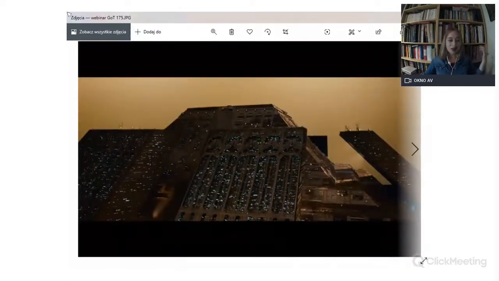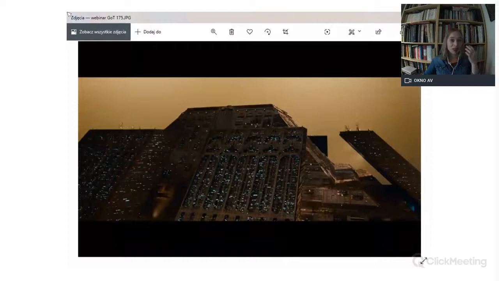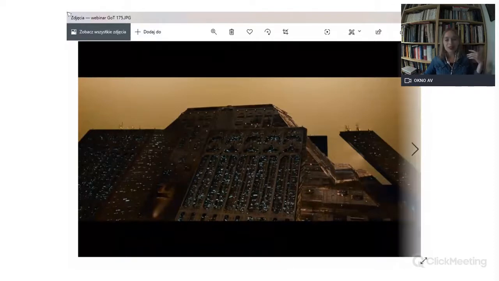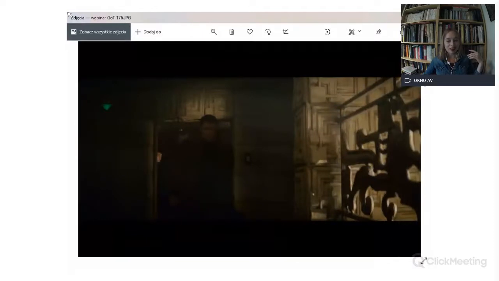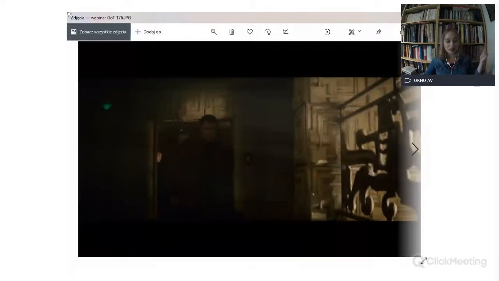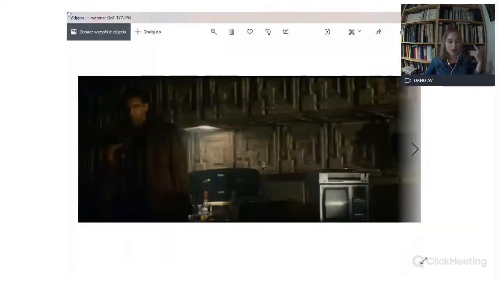And there's one more similarity, because the headquarters of the main company that creates those androids is shaped as a pyramid. Those elements were used in several different scenes. We can see it like here.